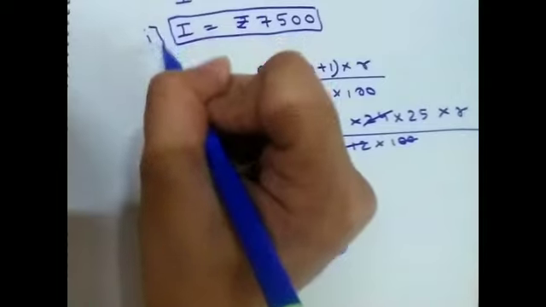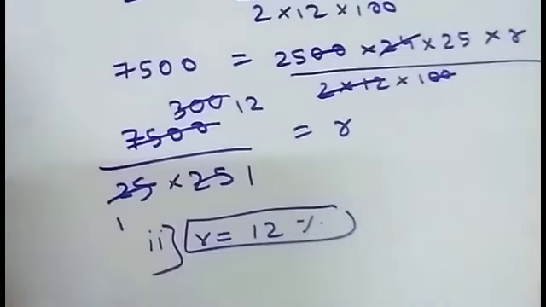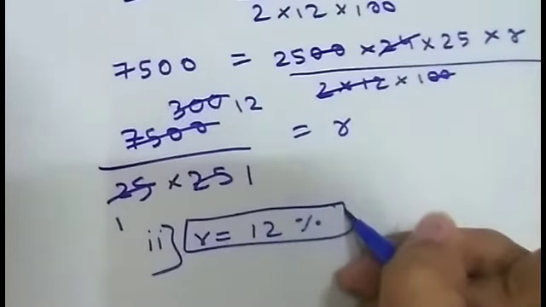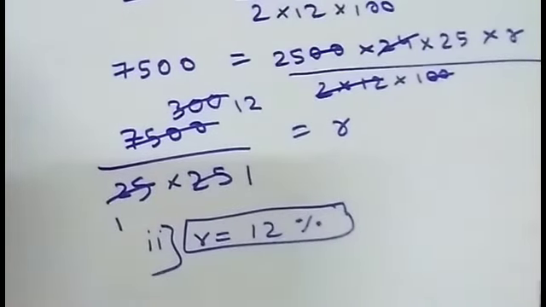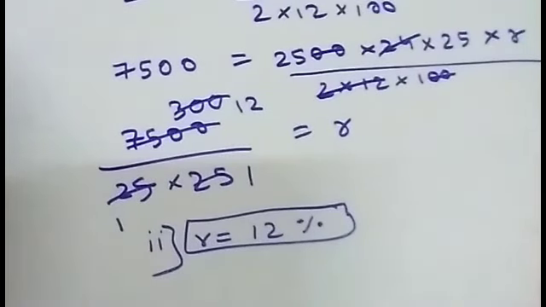This is the part 1 and this is the part 2. You have to write in the statement: the total interest earned by Mr. Gupta is rupees 7,500 and the rate of interest per annum is 12%. I am not writing the full sentence. Okay. So this was the part 3 of the chapter banking.